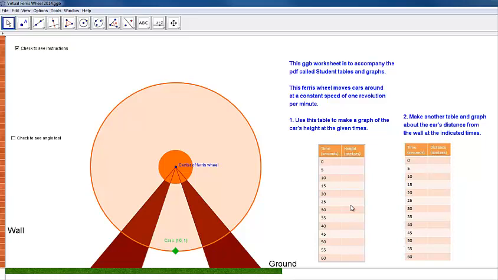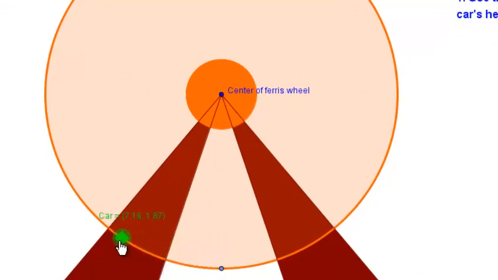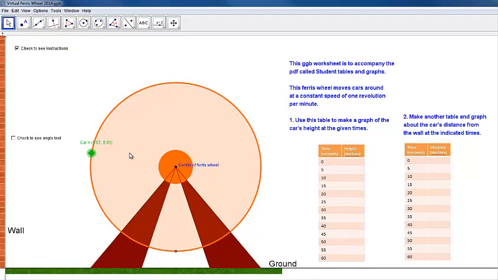So, for example, for the first table, the height above the ground, all they had to do was move the car around to the places on the wheel that correspond to the given times, and note the heights in the table. Now I got them warmed up by walking them through to the easy to find times.